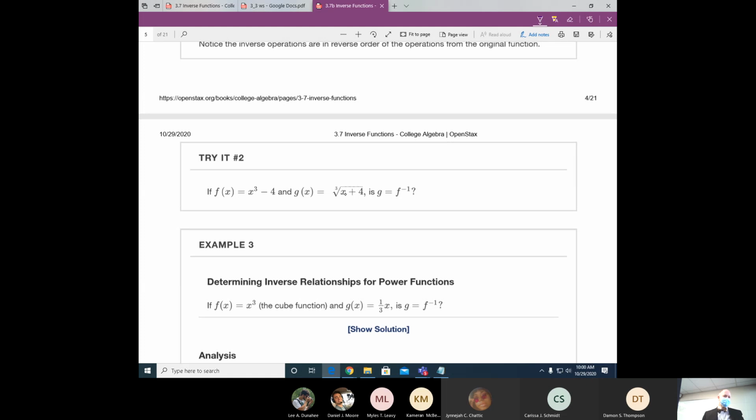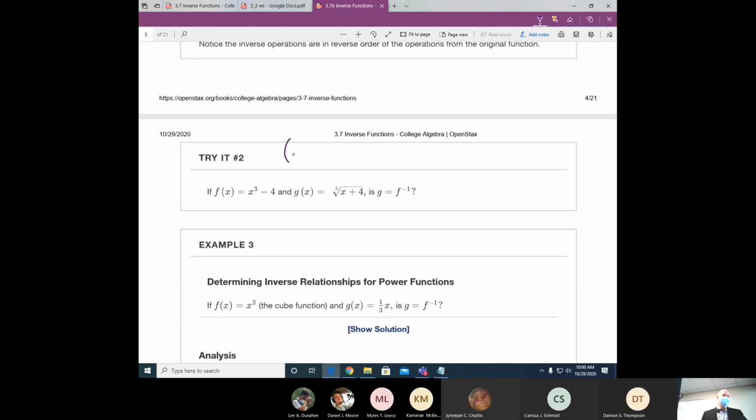So that sure seems to make sense. If I go the other direction, I cube something and then I subtract 4 from it. Well, let's see here. Cubing this will give me x plus 4. Subtracting 4 from it, I'll get back x. So it sure looks right. Let's go ahead and write it out. So x cubed minus 4, feeding this to it.